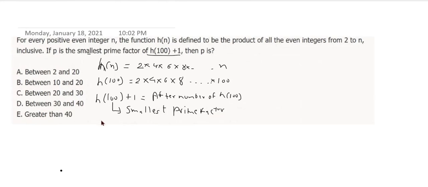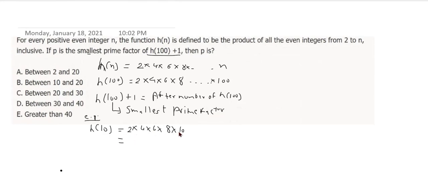Since it is quite a big number, let's take a comparatively smaller number. Let me take h(10) instead of h(100). I'm just giving you an example so that you will have an idea of how to go about it. So h(10) will look like 2 multiplied by 4 multiplied by 6, up to 10.